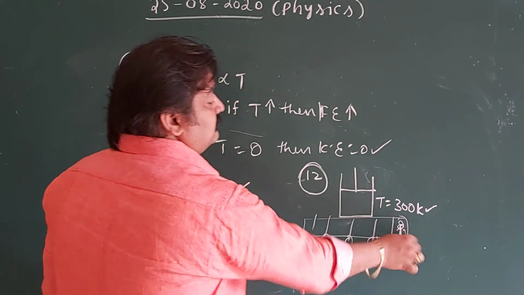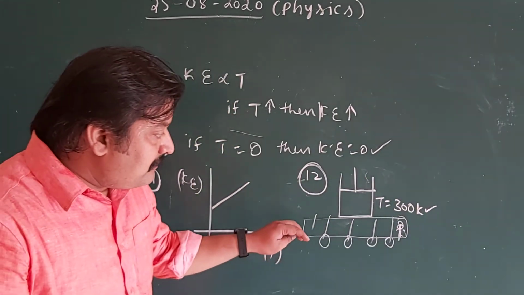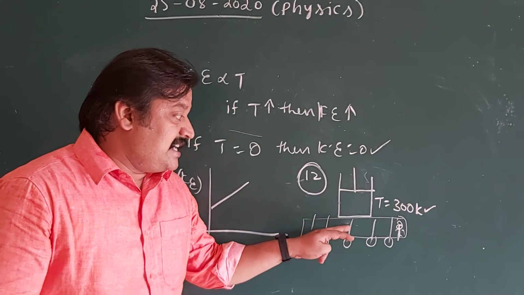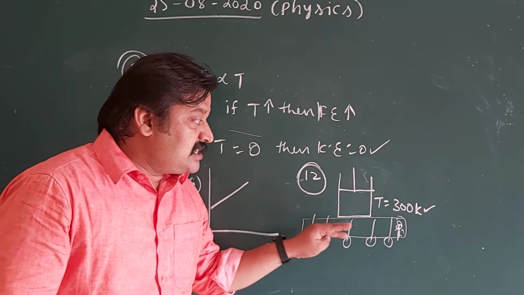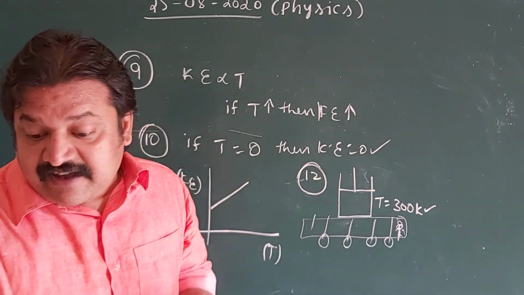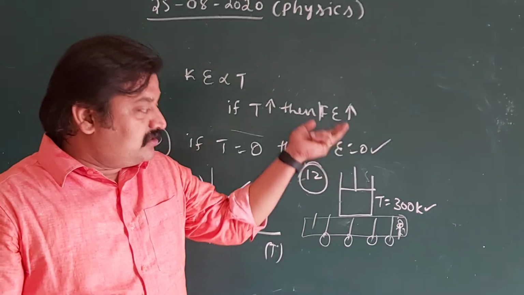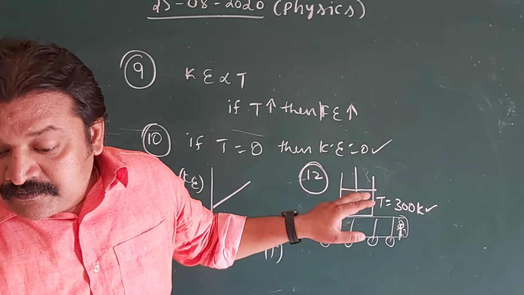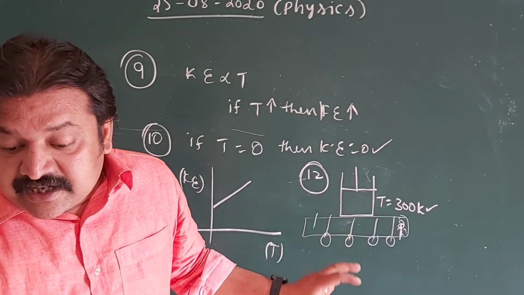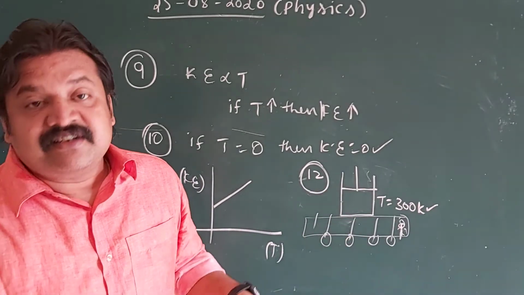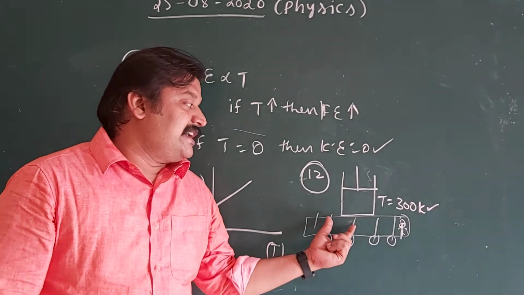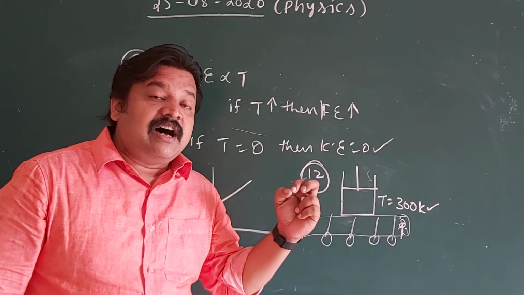Now, whenever it is placed in a compartment of the train, if the train is moving, let us have a look at the options. The temperature of the gas rises above 300, or it falls below 300, or remains unchanged, or becomes unsteady. So it is very clear that it remains unchanged.